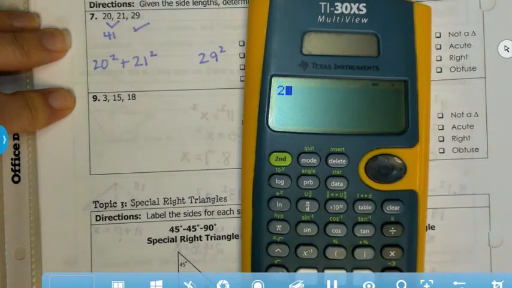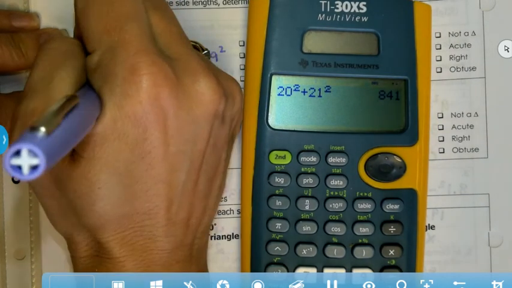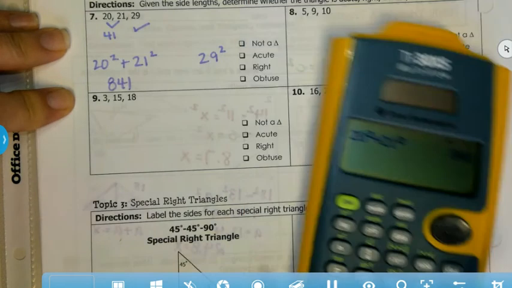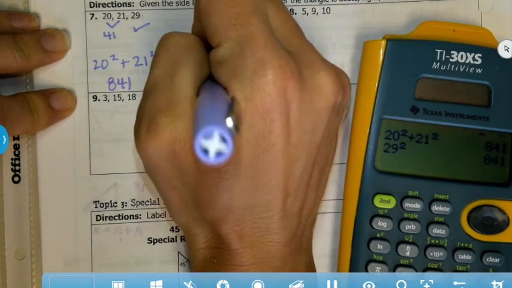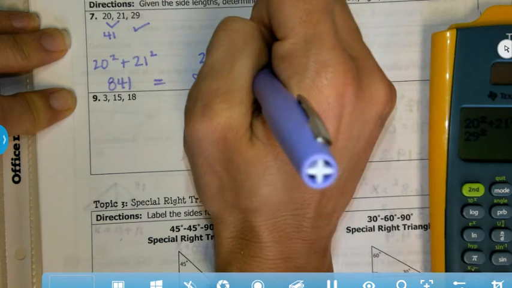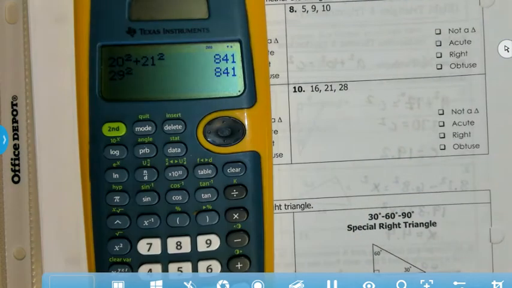All right, so 20 squared plus 21 squared is 841, and 29 squared is 841. Those two are equal to each other, so hopefully you said that this is a right triangle. All right, go ahead and complete number 8 and tell me what type of triangle that is now.